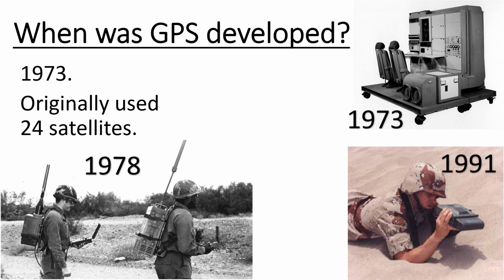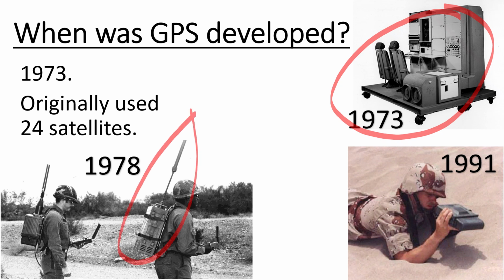And you can see in 1973, it was a pretty big, clunky computer. By 1978, you can see GPS has gone to be kind of a handheld thing, or at least a backpack thing. And by the first Gulf War in '91, it was literally a handheld device. Now keep in mind that this was the military. It was top secret stuff. Only the military had access to these satellites because they wanted to keep that information or that technology classified so the enemy couldn't figure it out and maybe get an advantage over us.